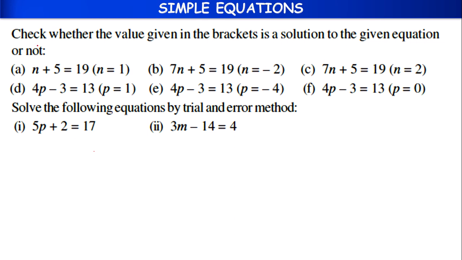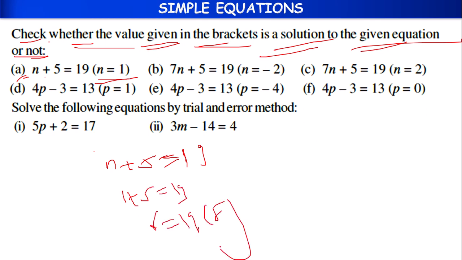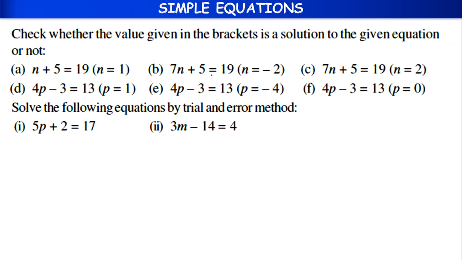Next children, check whether the given value in the brackets is a solution to the given equation or not. So first equation, a problem, n plus 5 equals 19 they have given. This is the equation. In the brackets, n equal to 1 given, 1 plus 5 equals 19, 6 equals 19, which is false. So it is not the solution.